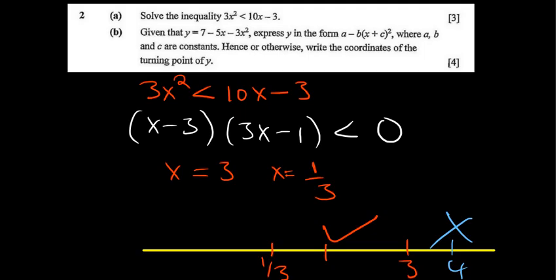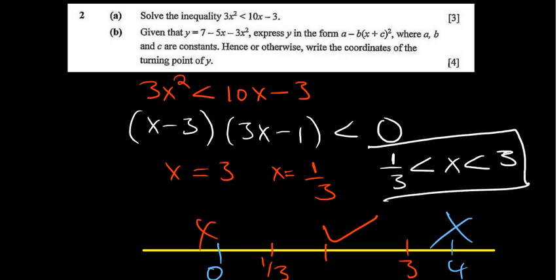And then a number less than 1 over 3, 0 obviously is somewhere there. So if you try a 0, we'll remain with a negative and a negative. So that gives us a positive, which is not true. So therefore, the solution set is 1 over 3 less than x, and then less than 3.